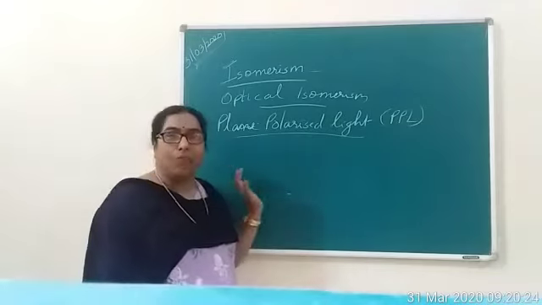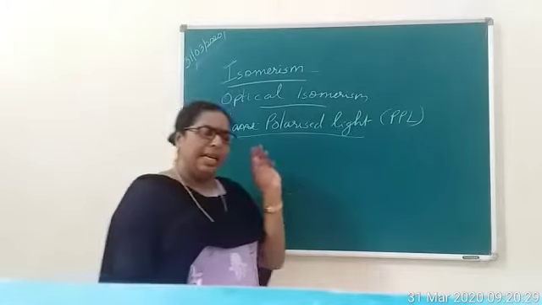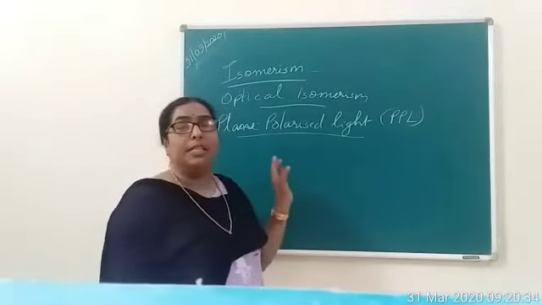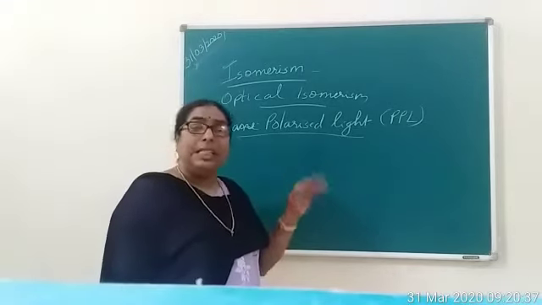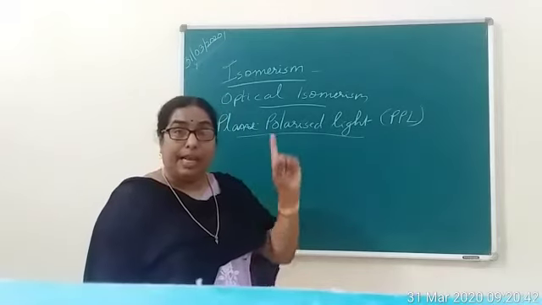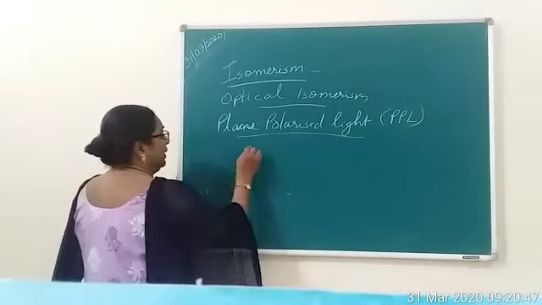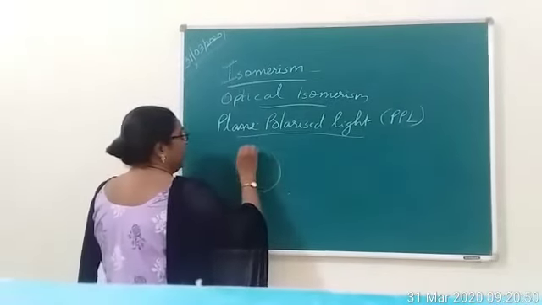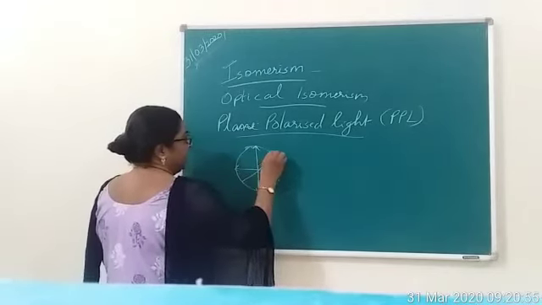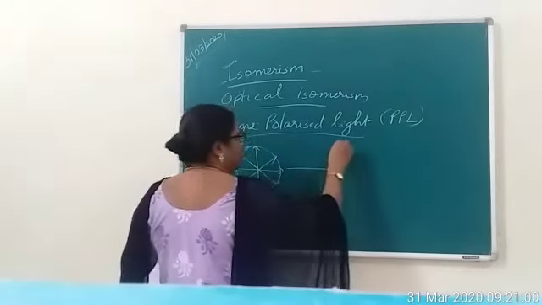When we pass this white light through a Nicol prism, which is just a transparent prism made of calcium carbonate, the resultant light will possess only one particular wavelength. That means it will be able to vibrate only in one direction. For example, consider the ordinary light which vibrates in different directions when it is passed through a Nicol prism.